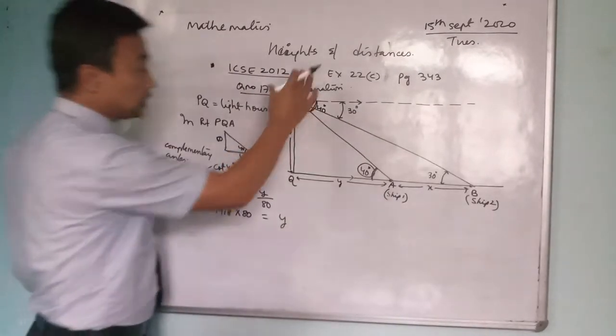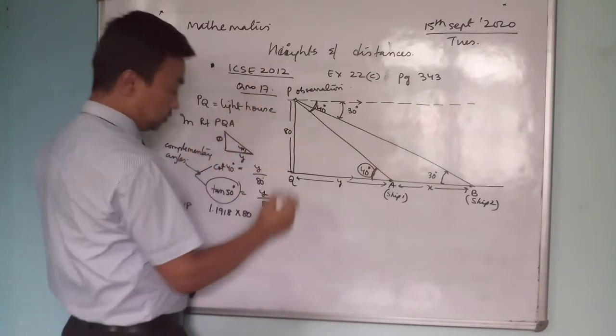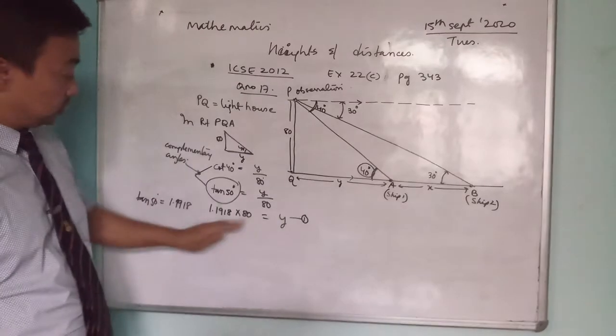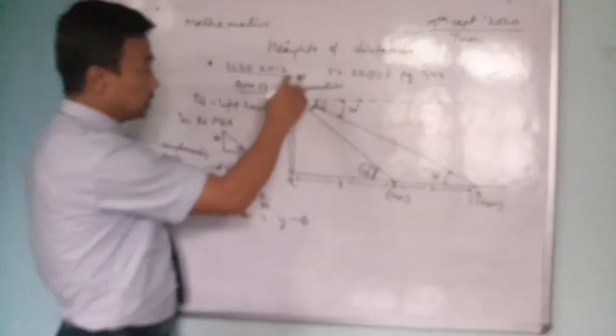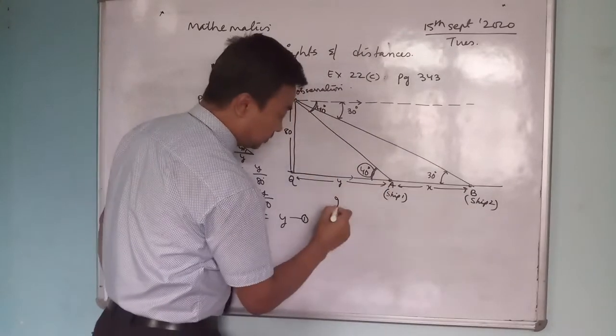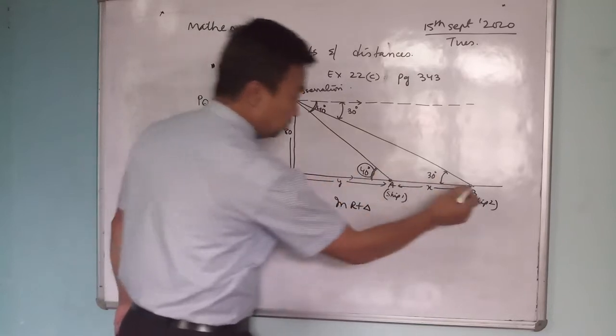Then you go to the second right angle triangle. Which is the second right angle triangle? Just keep it like this. Let this be equation 1. Don't multiply, keep it like this. Then you go to the second right angle triangle, PQB. In right triangle PQB.